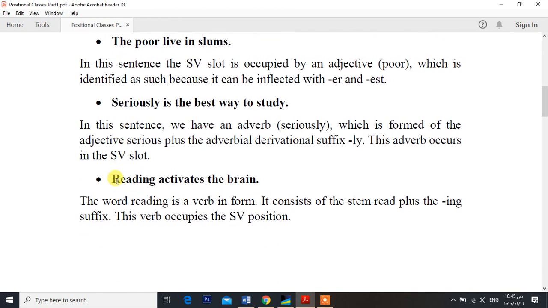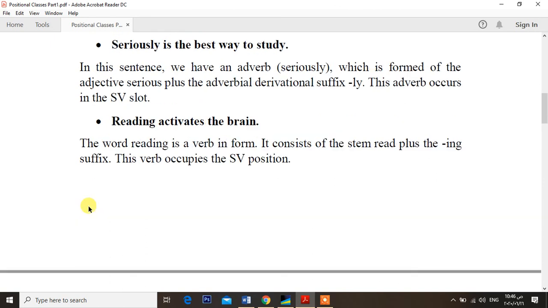The third example: reading activates the brain. The word reading is a verb in form. It consists of the stem read plus the ing suffix. This verb occupies the SV position. Here, the verb occupies the SV position as well.